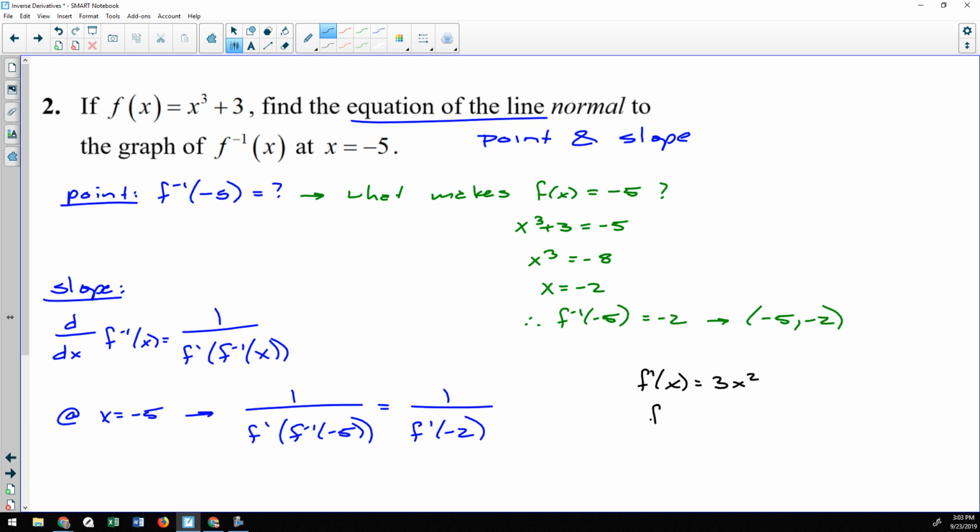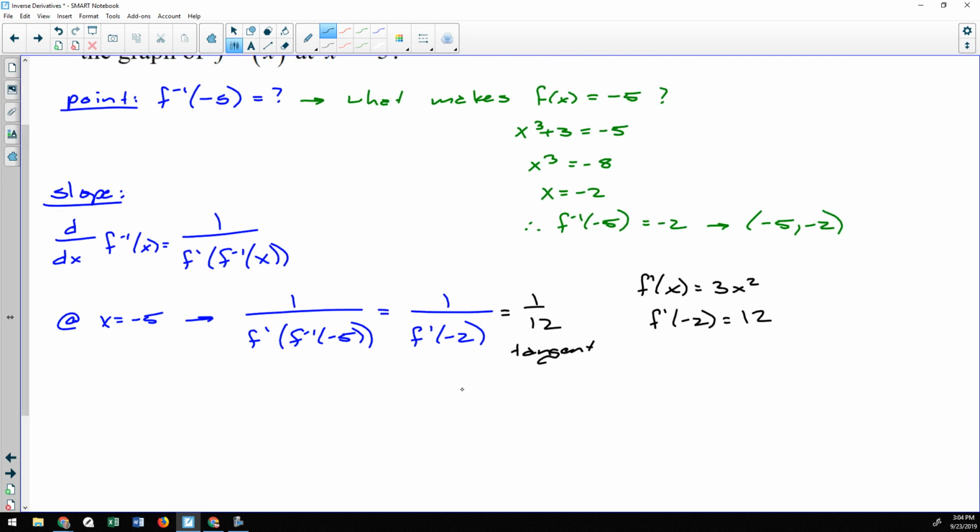F prime of -2 is going to be 3 times -2 squared, which is 12. And so this is going to be 1/12. But that was the slope with the derivative. That's my tangent slope. The problem asks for the equation of the line normal, and so that means my normal slope is going to be -12. So my normal slope equals -12.